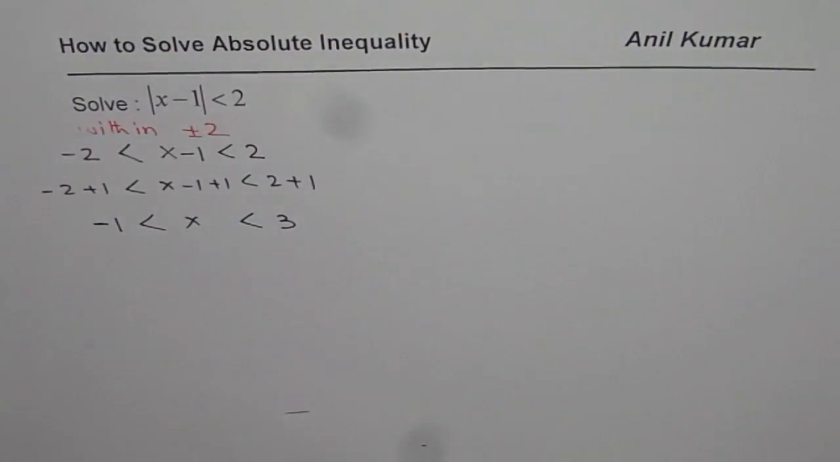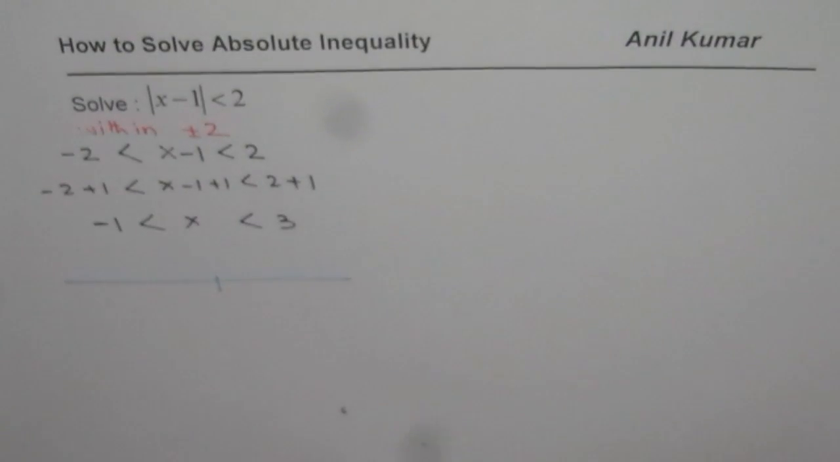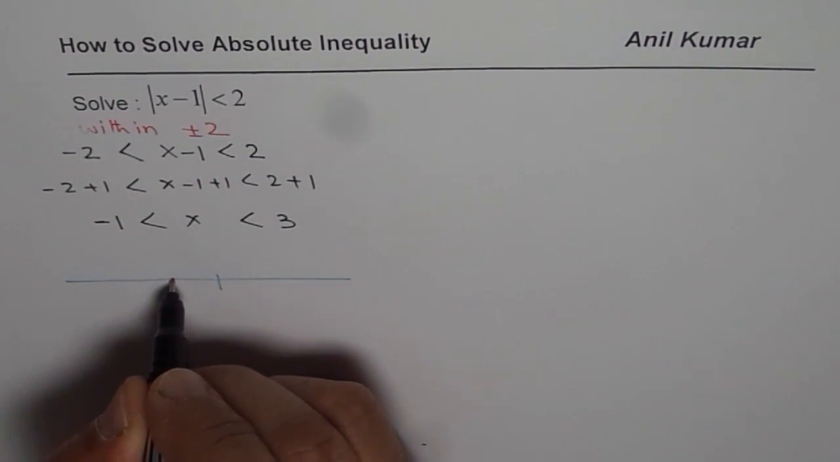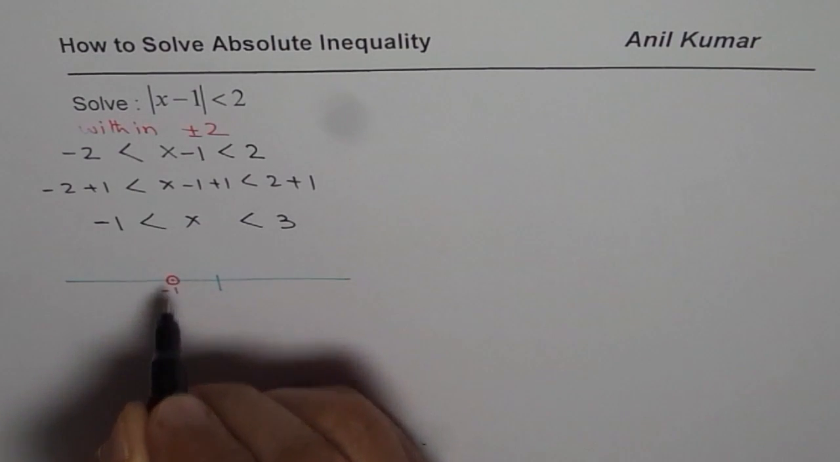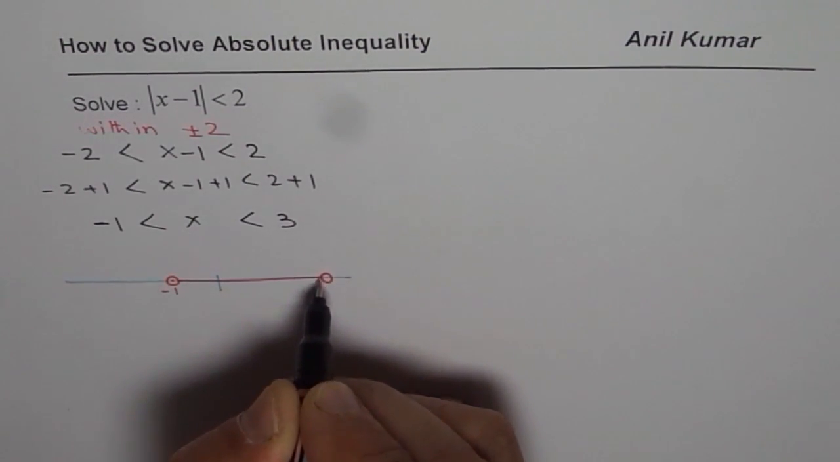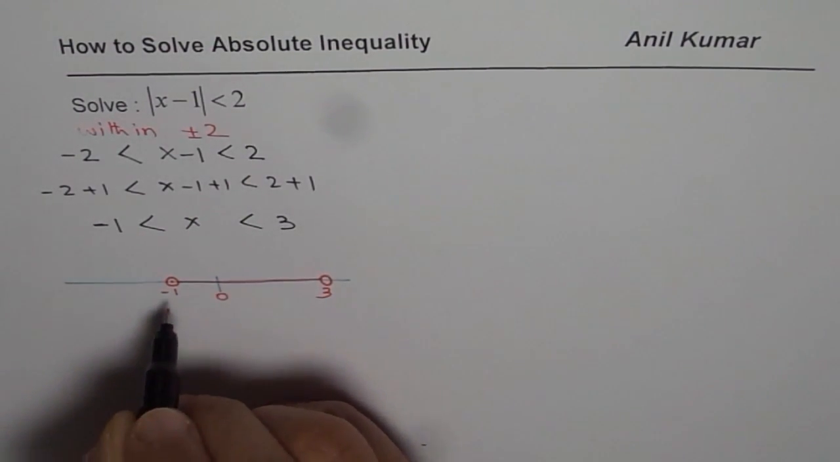So we get our solution, which we can write on a number line. If that is 0, then the solution is that x is from -1. Let's say this is -1. Let me make an open circle here. So this is from -1 to, let us say this is 3 for us. Okay. So that becomes the solution, right?